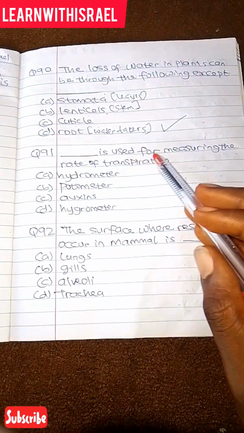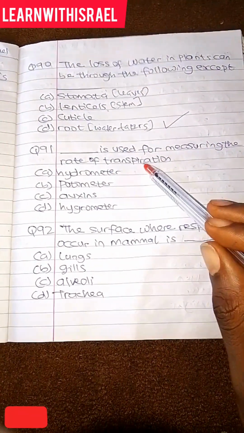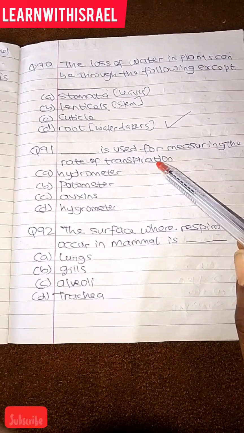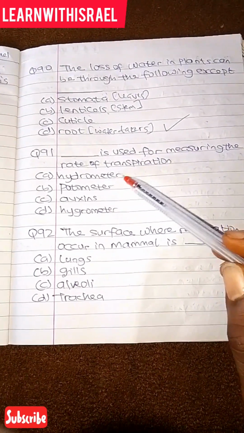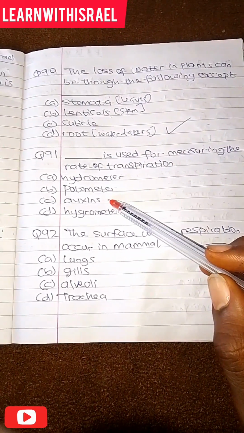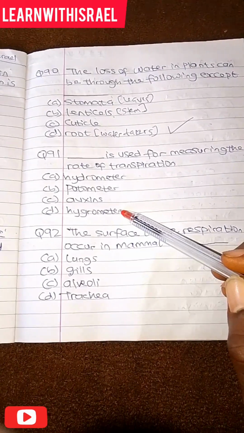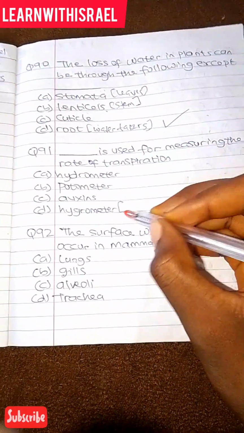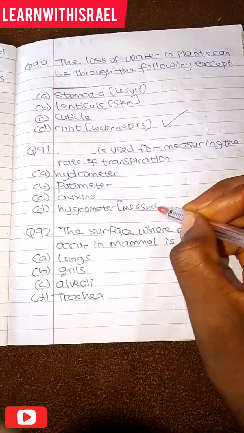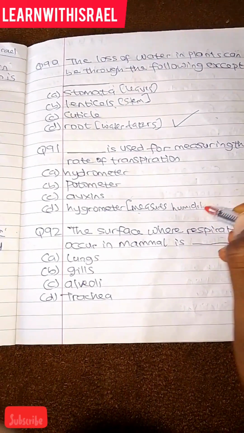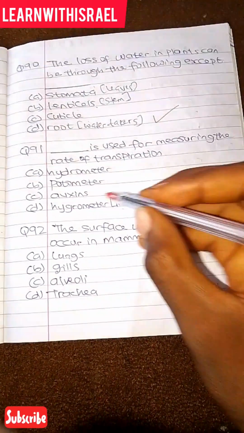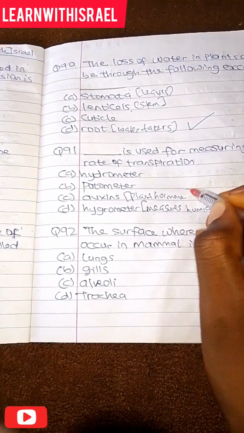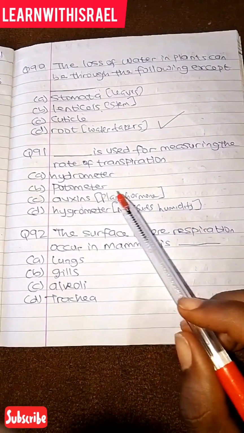Question 91. Dash is used for measuring the rate of transpiration. A. Hydrometer, B. Potometer, C. Oxygen, D. Hygrometer. So hygrometer measures humidity. While oxygen is just a plant hormone. So option C and option D are wrong.